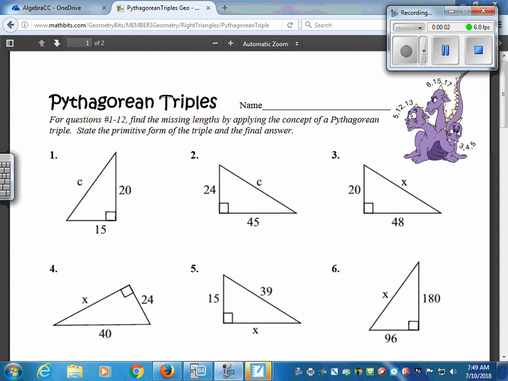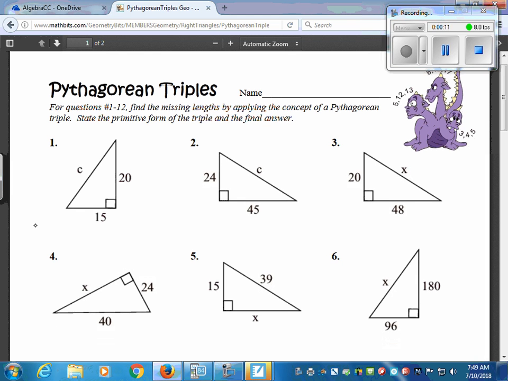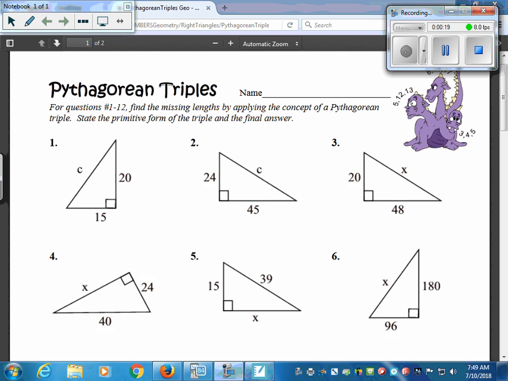Hey guys, we're going to look at how to solve and use the Pythagorean Theorem. So we're going to look at two examples together, and the Pythagorean Theorem is on the reference sheet on the Regents. So you'll see it. It's basically a squared plus b squared equals c squared.